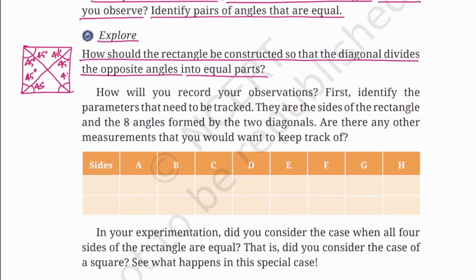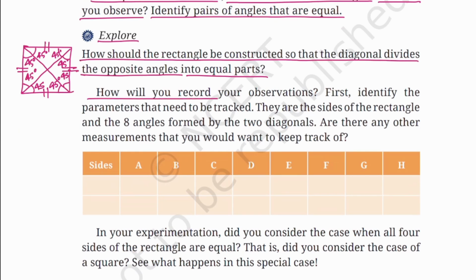You can try doing it. This side will be equal to this side, and this side. That means all four sides are equal, then only diagonal will divide corner angle into two equal parts.